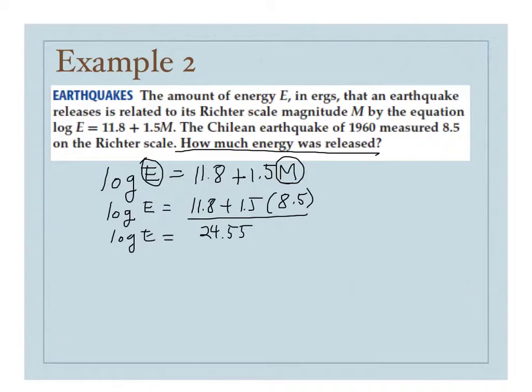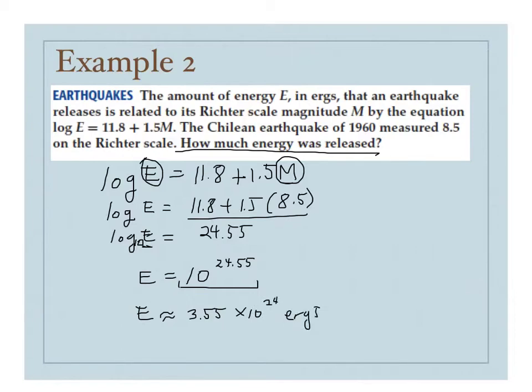Now what we want to do is isolate this E here. There are several ways you could do it, but because this is in base 10, a common log, we're going to move that 10 over and rewrite it as an exponential. And there you go. This is my energy value in ergs, but that doesn't really tell me much, so let's simplify that. E is approximately 3.55 times 10 to the 24th power ergs.